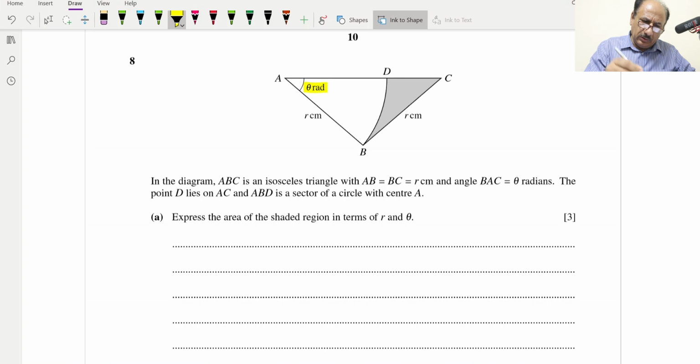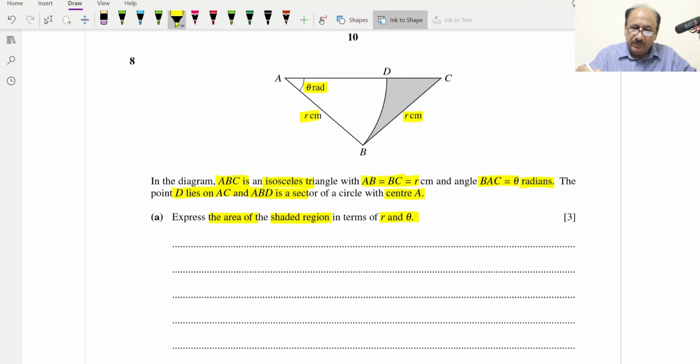Question number 8, diagram is provided. Angle A is theta radian, this side is R, and this side is also R. In the diagram, ABC is an isosceles triangle with AB equal to BC equal to R. Both sides are R, and the angle BAC is equal to theta radians. The point D lies on AC, and ABD is a sector of the circle with center A. Express the area of the shaded region in terms of R and theta.